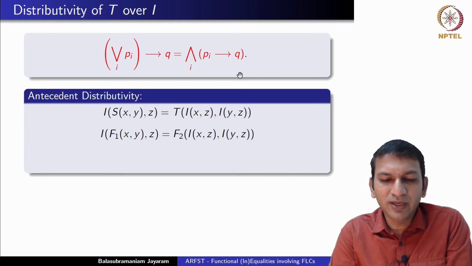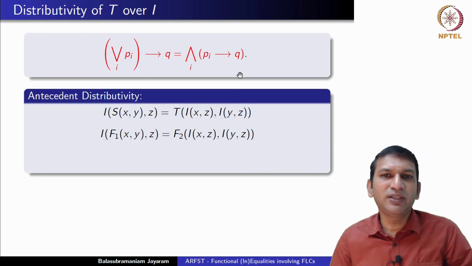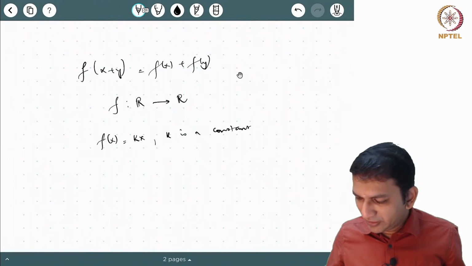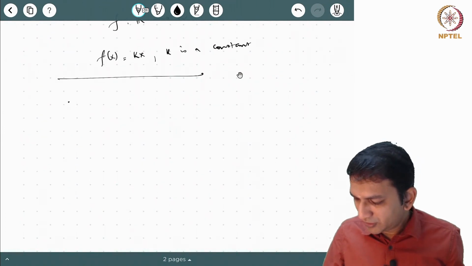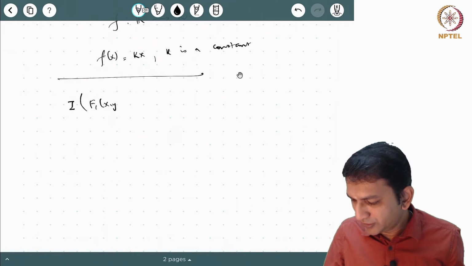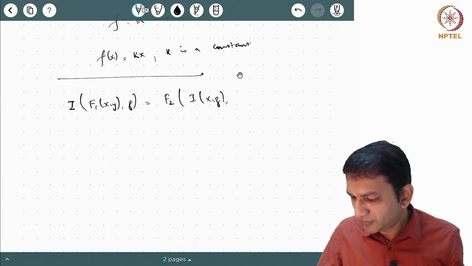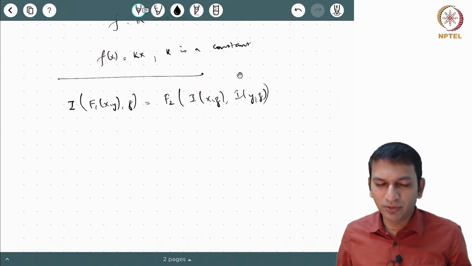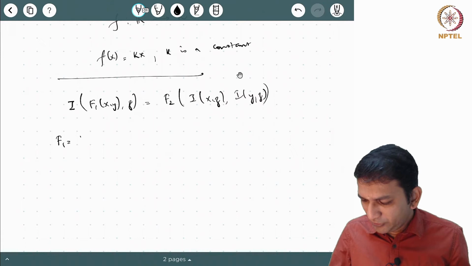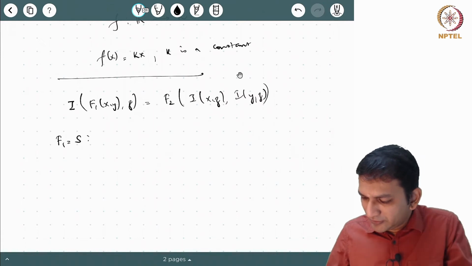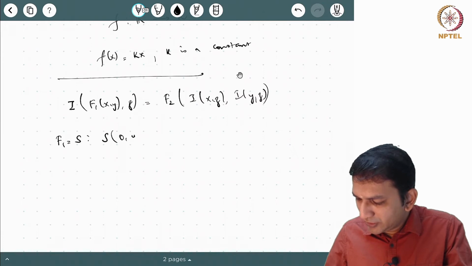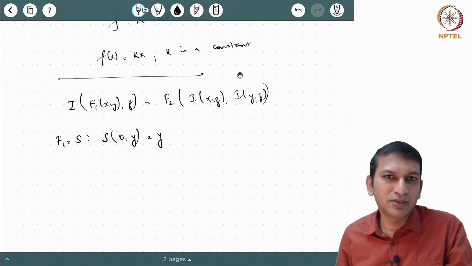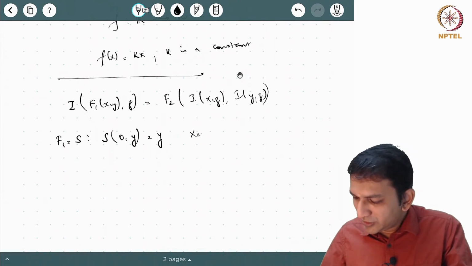So instead of S, let's put F1, and instead of T, let's put F2, and then try to fix what these operations could be. So what we have here, I of F1 of x, y comma z is equal to F2 of I of x, z comma I of y, z. Now we need to fix F1 and F2 to be either T-norms or T-conorms. So let's assume that F1 is a T-conorm. That means what we know is 0 is in fact a left neutral element, a right neutral element, because S is commutative. So let's take x to be 0 in this equation.